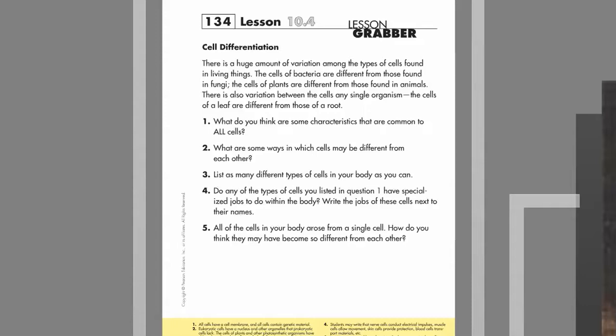For example, muscle cells, right? So think about what purpose muscle cells do in our body. Now, each of those cells have a specific job. As you list those in your mind or on a piece of paper, go ahead and think about what function those cells do. Now the last question is really to the core of this lesson. If all the cells in your body arose from a single cell, how do you think they may have become so different from each other?